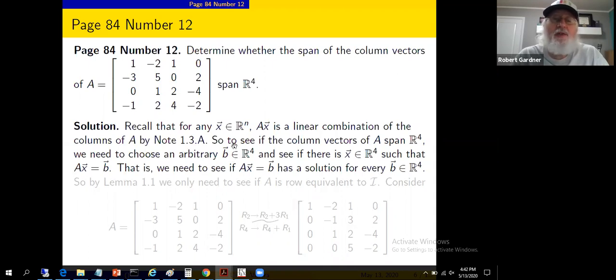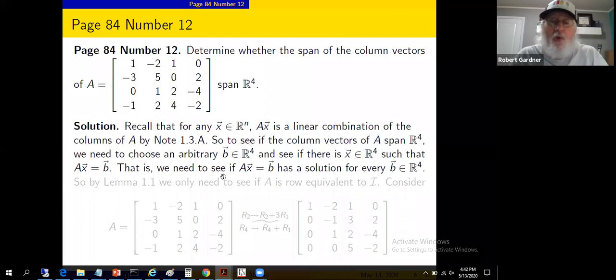We're trying to show that the linear combination of these columns can produce any vector in R4. That is, linear combinations of these 4 vectors span R4. You give me an arbitrary vector in R4, okay, vector B. We need to see if there's an X vector of coefficients in a linear combination such that AX equals B. Note 1.3.A is what makes the whole thing tick. By looking at AX, you're looking at linear combinations of the columns of matrix A.